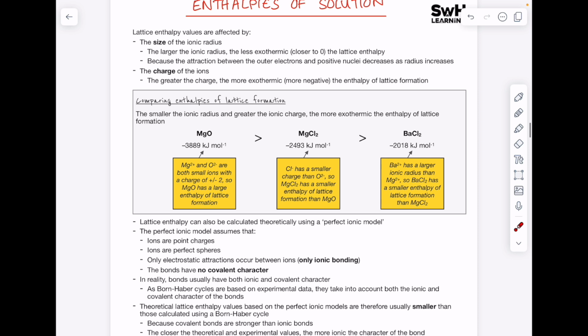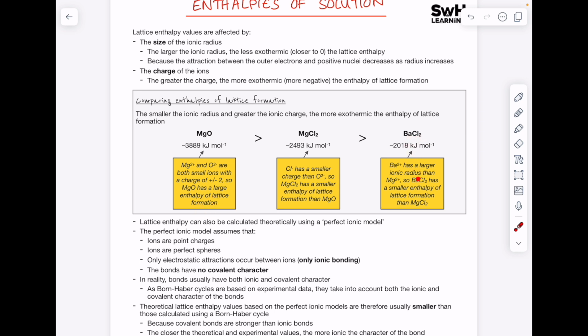So let's make a few comparisons, bringing into account both the size of the ionic radius and the charge on the ions. We already said that the smaller the ionic radius and the greater the ionic charge, the more exothermic the enthalpy of lattice formation will be. And this is true here if we compare magnesium oxide with barium chloride. Remember that magnesium, group 2, will have a 2+ charge, oxygen is in group 6, O2-. In terms of their ionic radii, they're going to be small ions, they're highly charged, which means they have a large enthalpy of lattice formation.